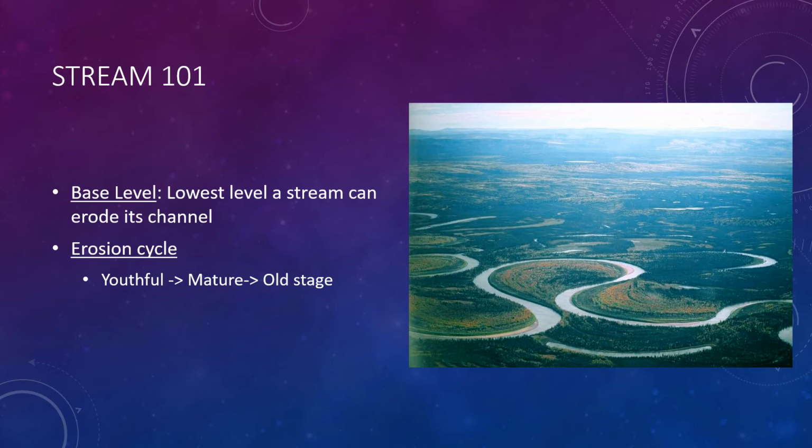Factors such as precipitation, vegetation type, rock type, and resistance to erosion all play a factor in the erosional cycle of a stream.